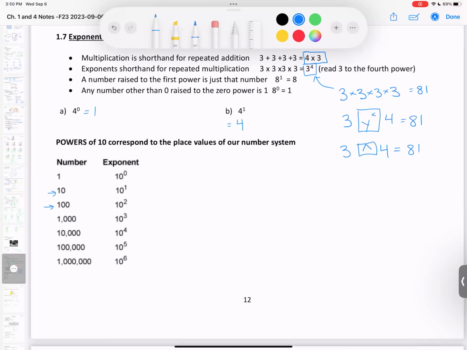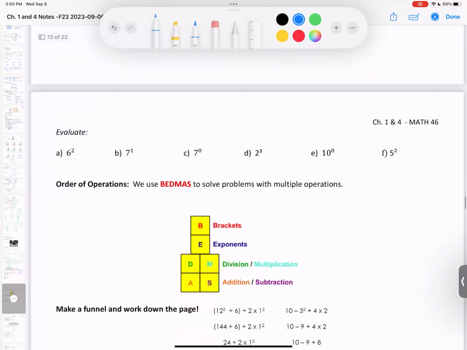10 to the power of 0 is the weird one, right? 10 to the power of 0 we said was 1. So even 1 is a power of 10. So you can add all the zeros you want. You can always express those as a power of 10.